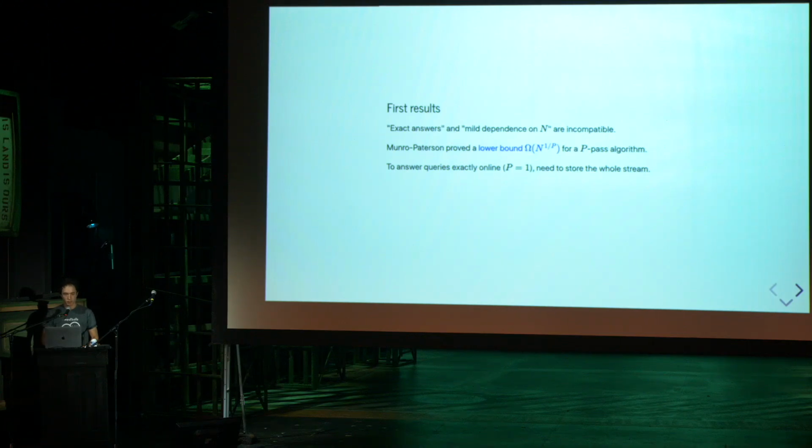Okay, so the first results in this general field basically say that if you want to answer quantile queries exactly and you want to have mild dependence on n, then you're out of luck. Munro and Patterson proved that for an algorithm that passes over the data p times, if you want to answer rank and quantile queries exactly, you'll need at least the pth root of the stream length in size. In particular, in the online setting, where p is equal to 1, you'll need to store the whole stream, or a data structure of at least that size.